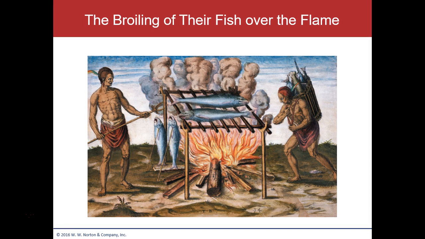Let's see. This is another drawing by John White. You have Algonquin men in North Carolina broiling fish, which is obviously a dietary staple of coastal societies.